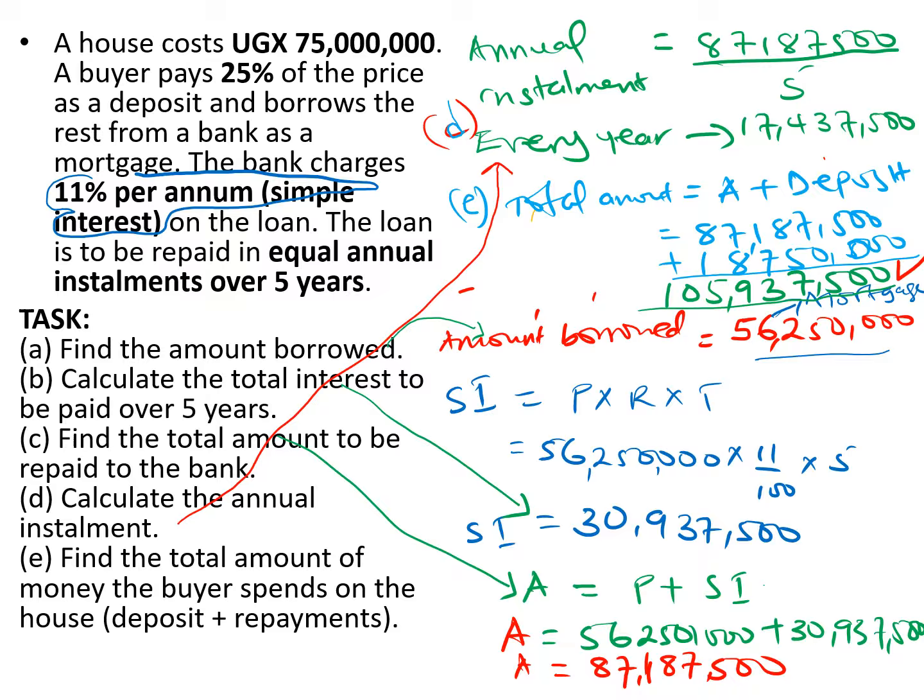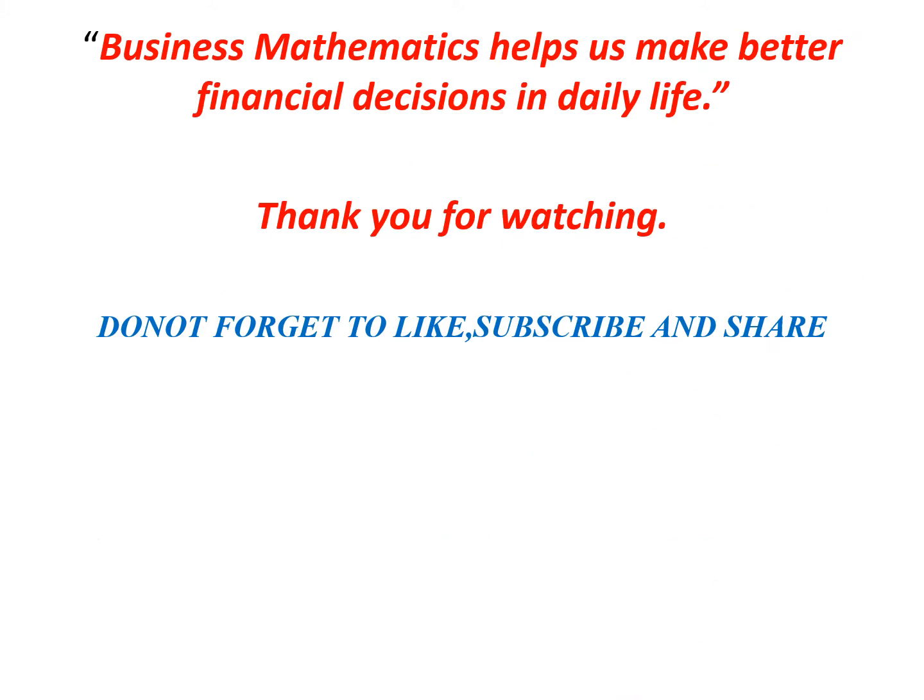So that is all about the mortgage. You just need to know the mortgage is got by subtracting the deposit from the sale price. The remaining money will now work as the loan. So that's what we can say about the mortgage. And this shows that business mathematics helps us make better financial decisions in our daily life.